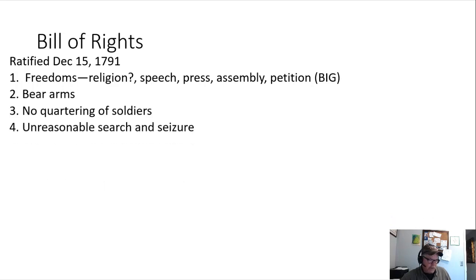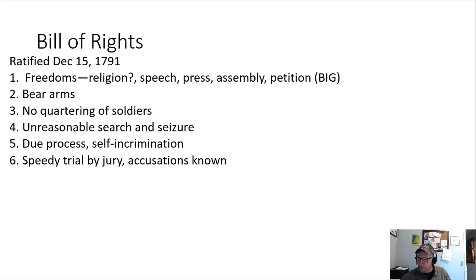If you're going to search and see something, there has to be a reason behind it. You have to have what's known as a search warrant. You just can't come rolling in and take stuff. A due process, and I plead the 5th, the right to not incriminate yourself in court. Another one, trial by jury.